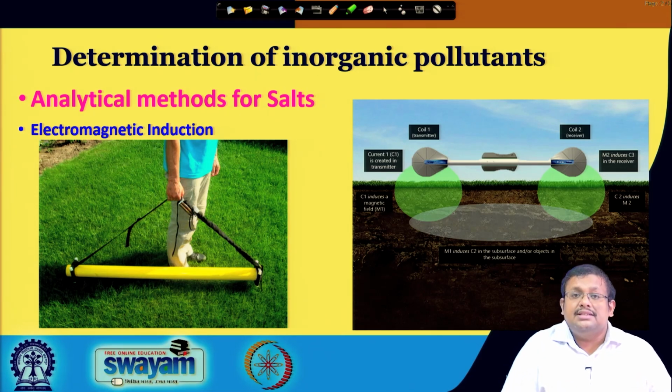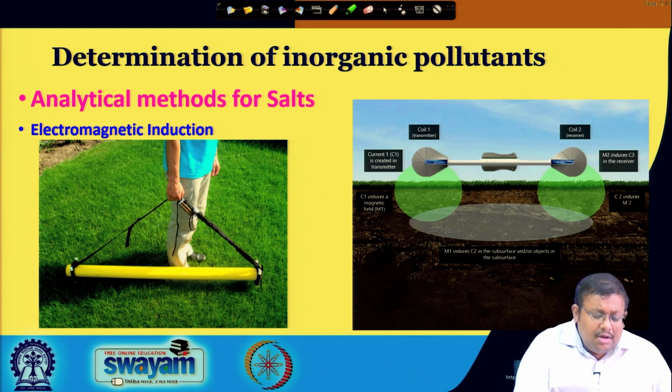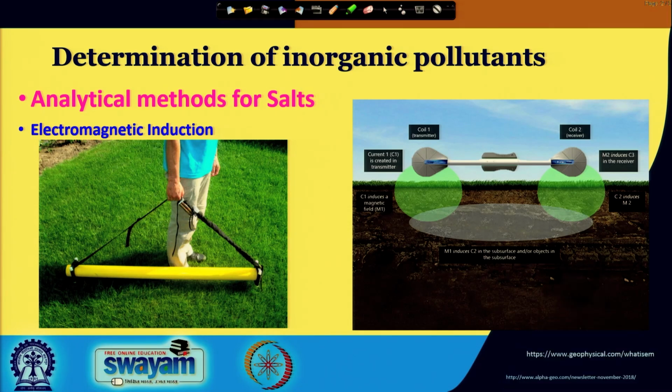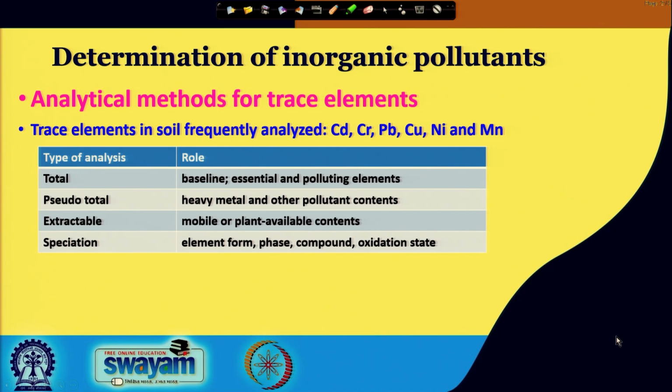So, there are two sensors, two coils at the two ends, and you can see when it moves with respect to the earth surface, then there will be creation or induction of voltage. So, this is how electromagnetic induction is basically measured in the soil. So, we have completed the soil.